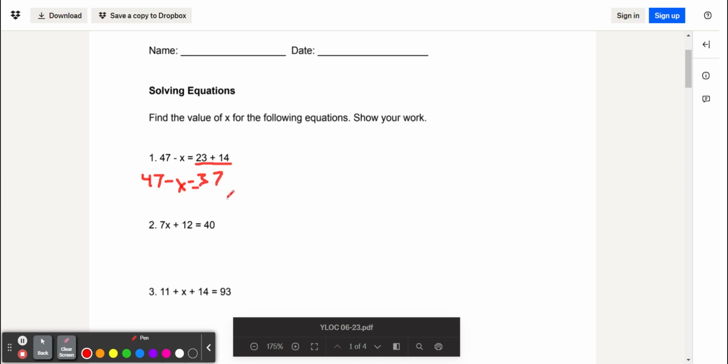Next, we'll subtract 37 from both sides, which will give us 10 minus x equals 0. We can then add x to both sides to get 10 equals x. So x equals 10.